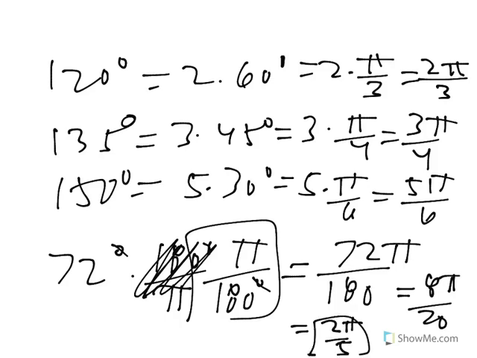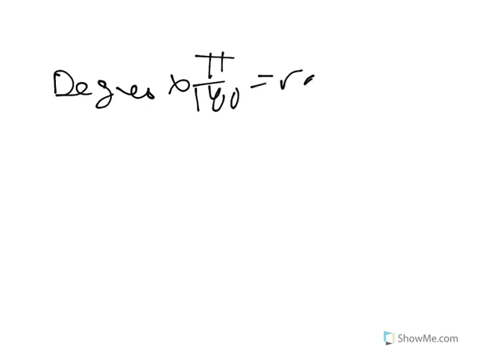So to summarize, degrees times pi over 180 is equal to radians. It also goes the other way.